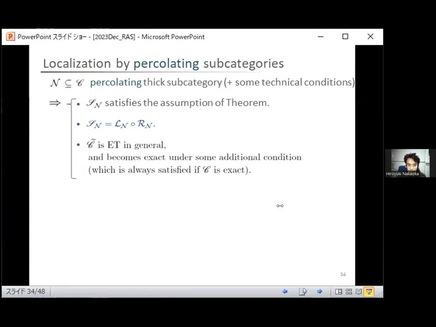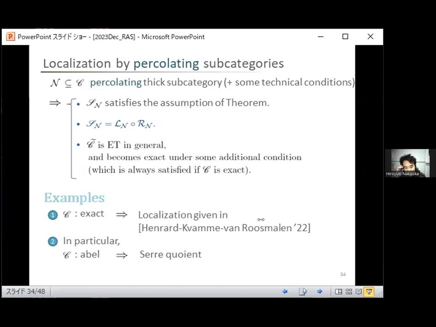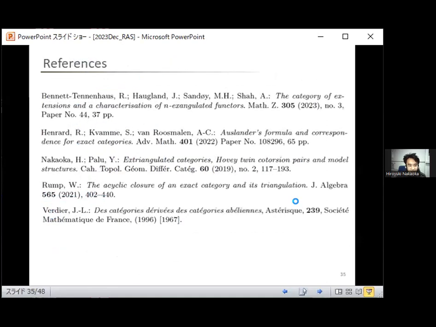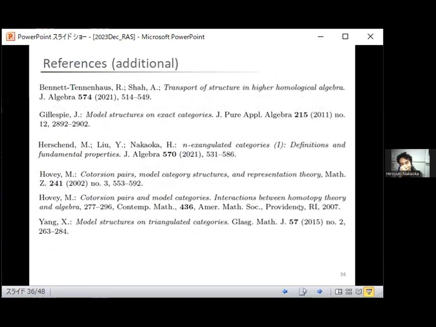In this case, B recovers the following examples. So if C is exact, then this localization recovers the localization given by Henrard and van Roosmalen. So in particular, if C is abelian, it is nothing but a Serre quotient. I'm sorry, it's too fast. Sorry, that's all. Thank you very much.